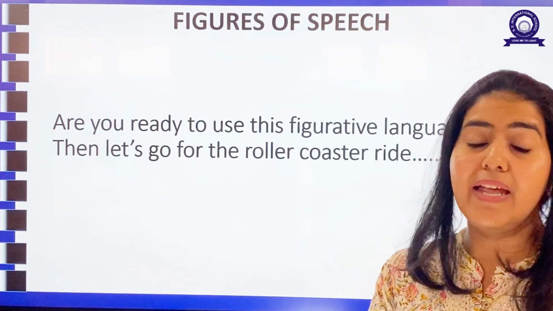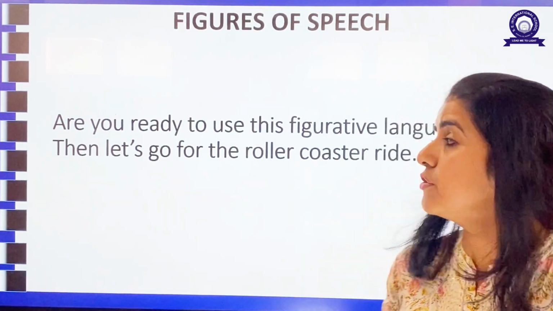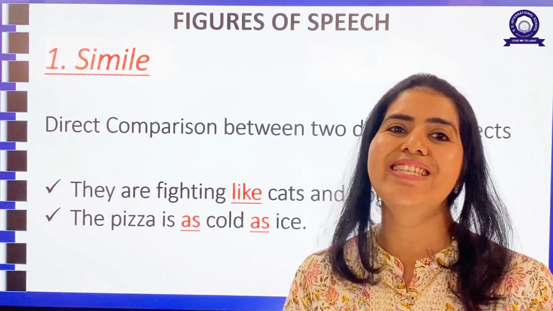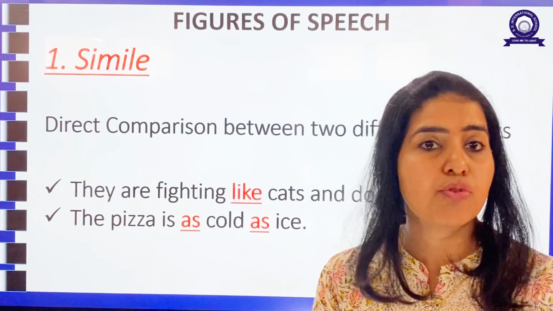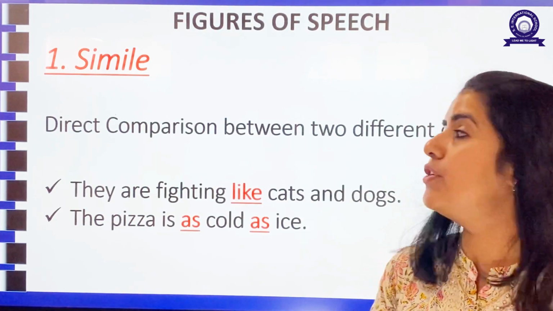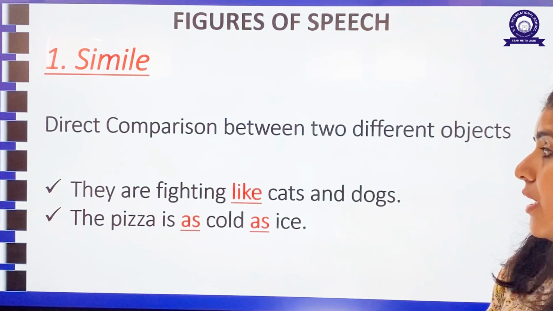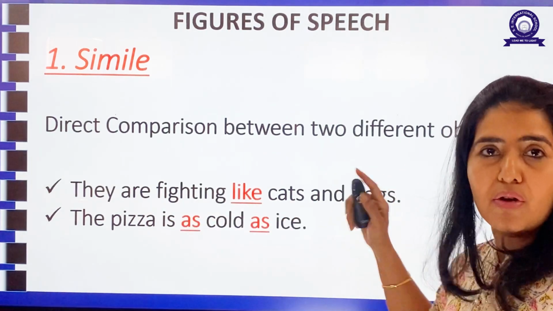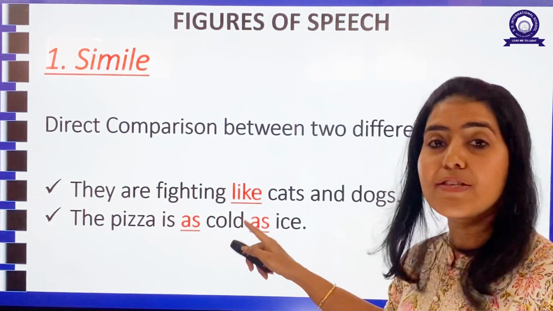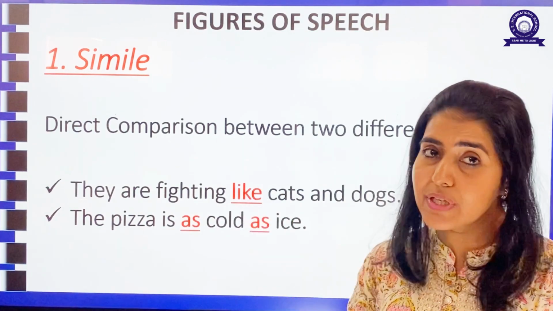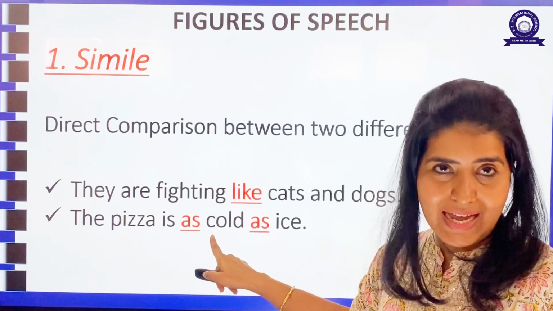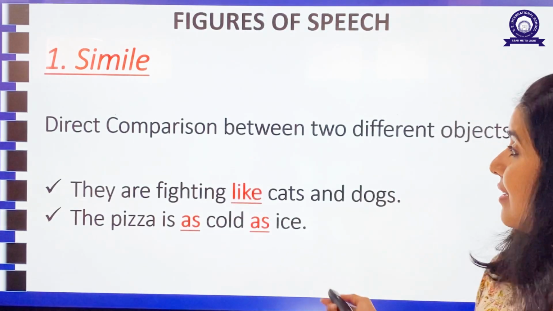Let's get started. Let us see the different kinds of figures of speech. I bring here number 1, which is called simile. Simile is used for direct comparison between two objects or persons. Let me give you some examples. They are fighting like cats and dogs. The pizza is as cold as ice. So you see students, simile uses the keywords like and as to compare different things.